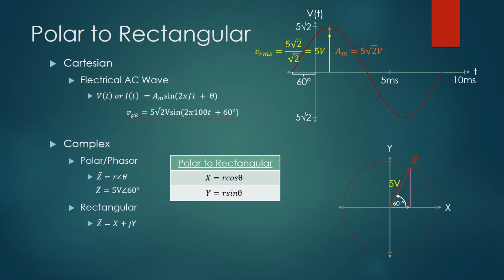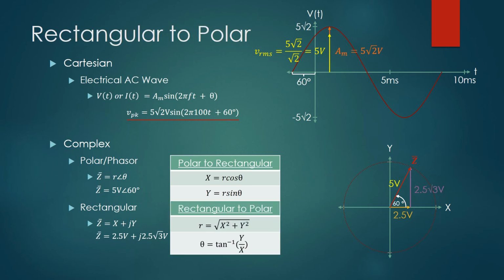From polar form is the easiest way to convert to rectangular form, using the equations x equals r cos theta and y equals r sin theta. Following on with our example, x would equal 2.5 volts and y would equal 2.5√3 volts. Hence, z bar would equal 2.5 volts plus j 2.5√3 volts. Remember, we're still using RMS values. This can also be done using your calculator's rect function.